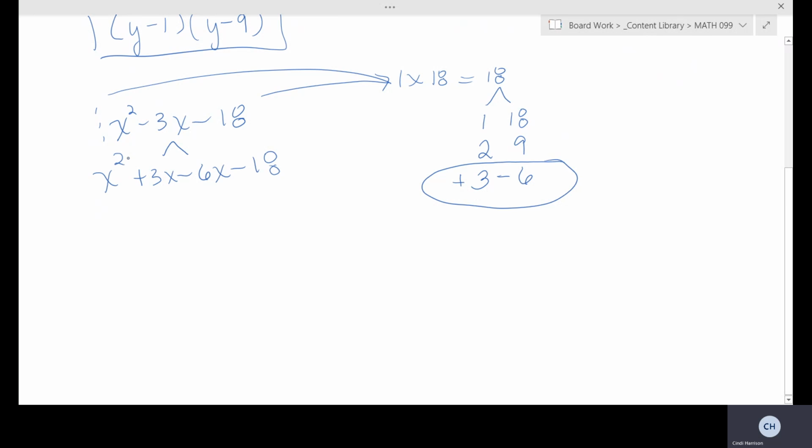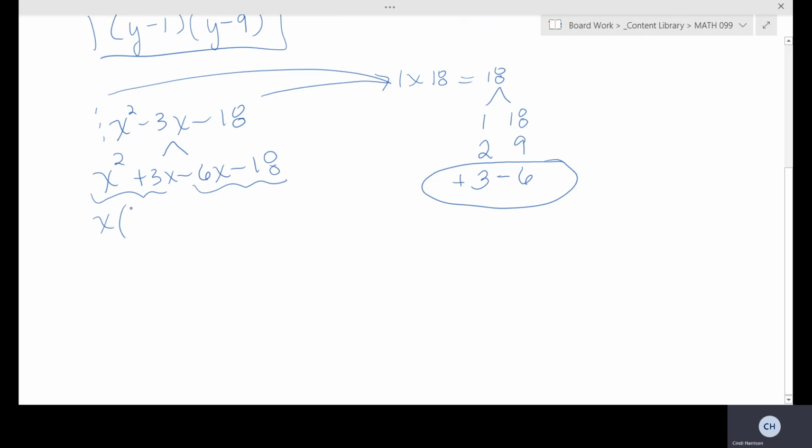Now someone usually asks at this point, well, what if my list is reversed? What if I have 6 times 3? It will still work. You will get the same answer in the end, regardless of what order you have these in. So now we're going to factor by grouping.